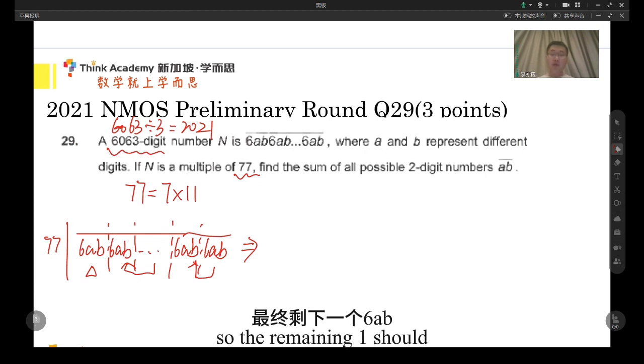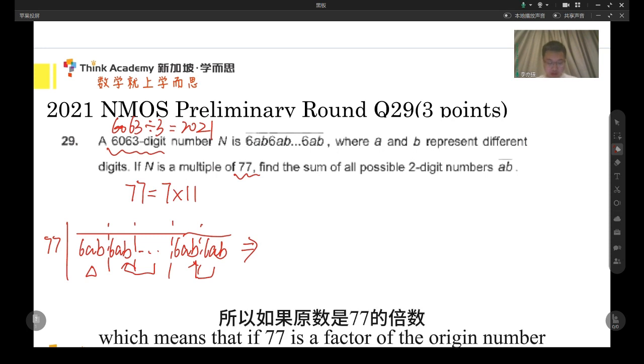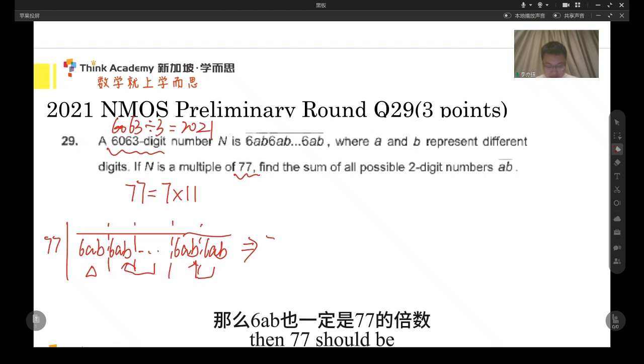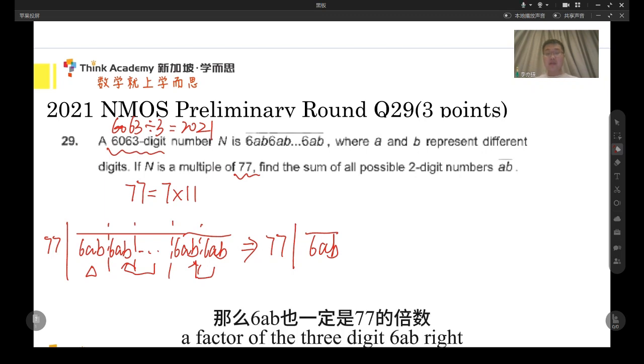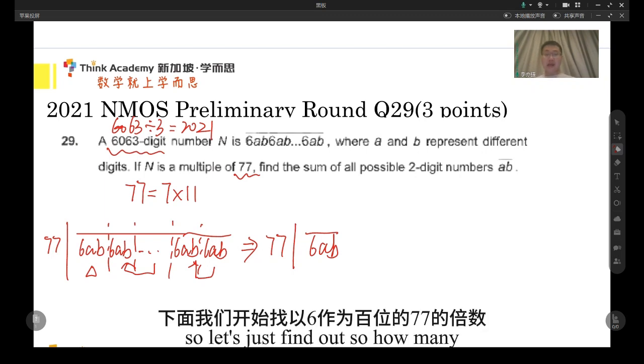So the remaining 1 should be the final sum of difference, which means that if 77 is a factor of the original number, then 77 should be a factor of the 3-digit number 6AB, right? So let's just find out.